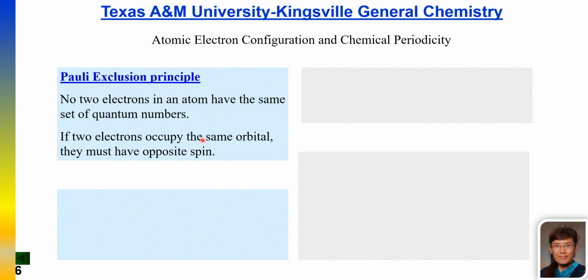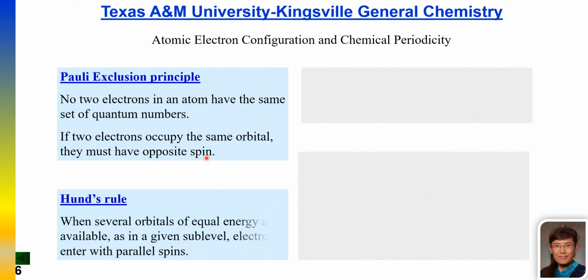If 2 electrons occupy the same orbital, they must have opposite spin. Hund's rule states when several orbitals of equal energy are available in a given subshell, electrons enter with parallel spin. Electrons are not going to be paired, they are unpaired.